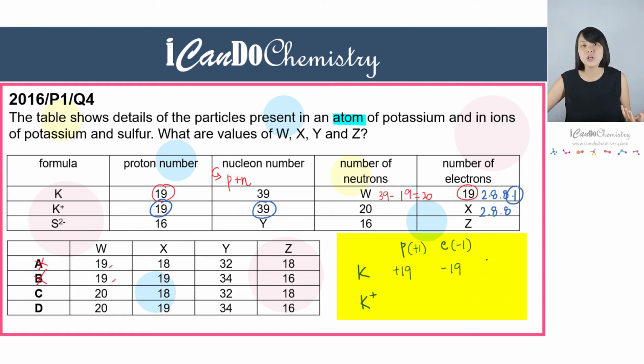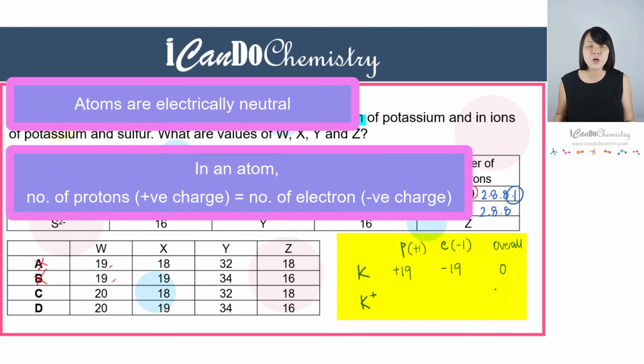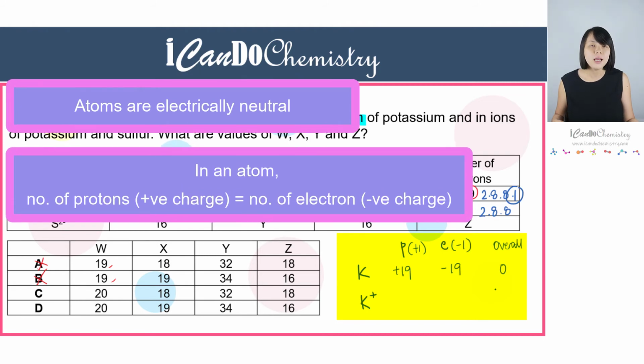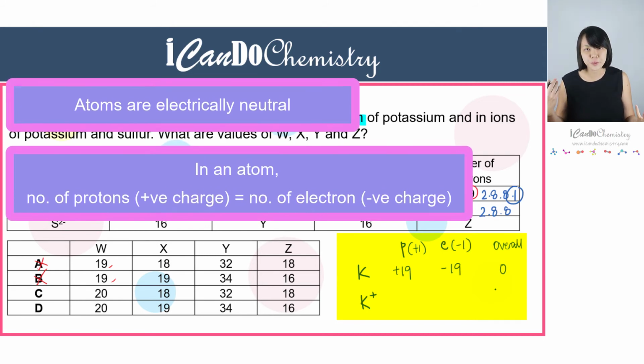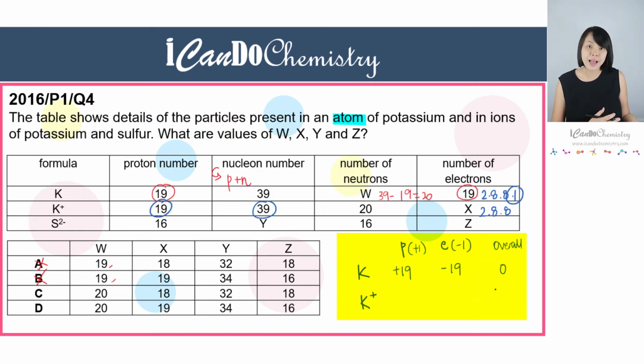So what do you think the overall charge is? If we have +19 and -19, the overall charge must be a 0. That is why we say that atoms are electrically neutral, because the number of protons which contribute to the positive and the number of electrons which contribute to the negative, they are the same. Now what about potassium ion?